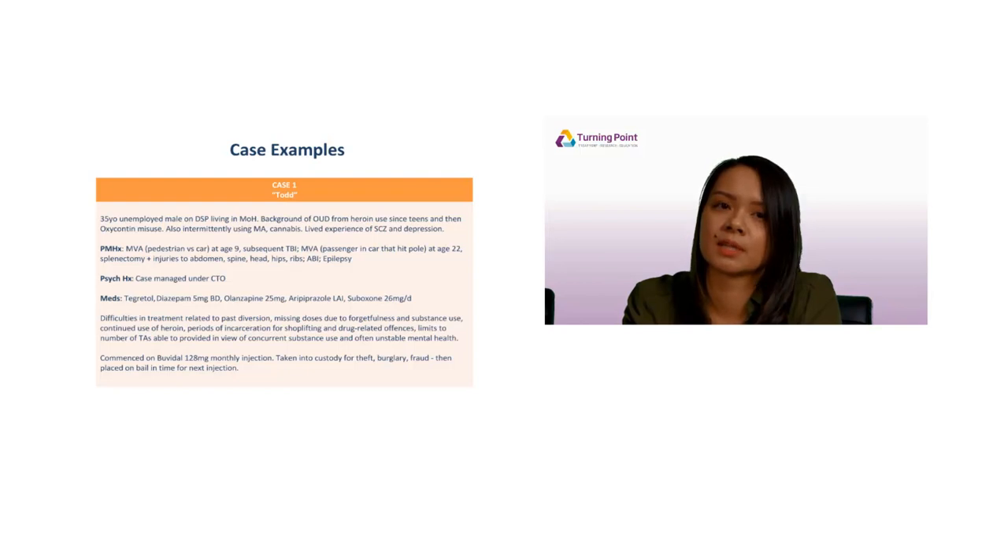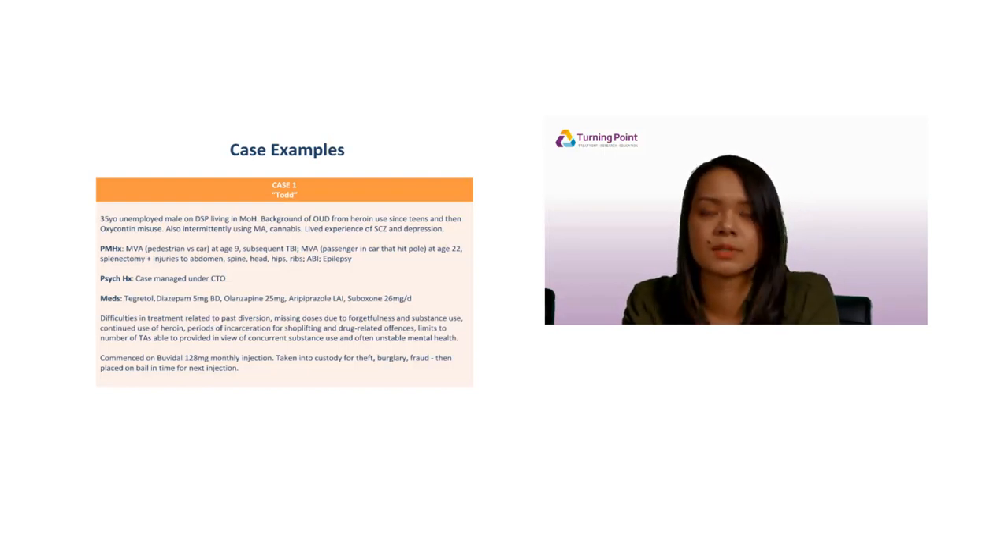There were limits to how many takeaways we could offer him because of the concurrent substance use and unstable mental health issues. So it was really difficult to get this guy to do well with Suboxone treatment. He was missing doses, he had unstable other health issues, and he was willing to start on Buvidal, so we put him on Buvidal. He had a 128 milligram monthly injection, and he did quite well on that.